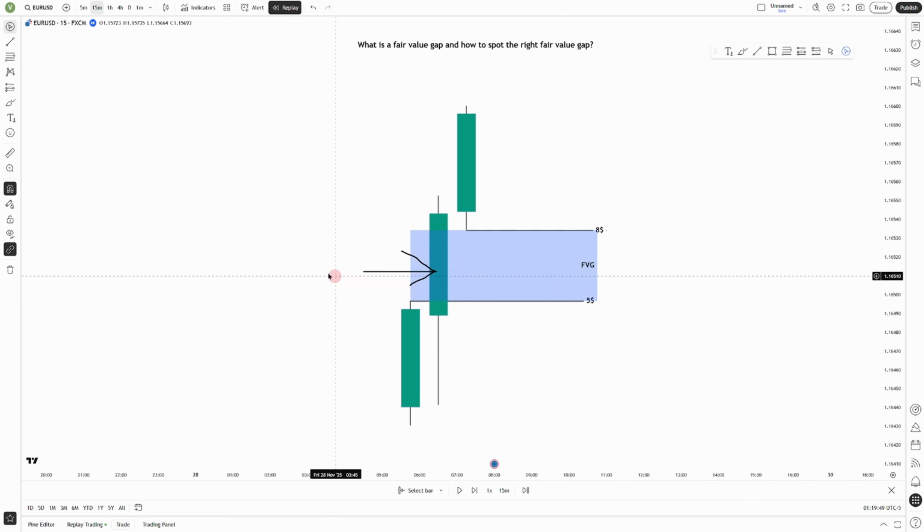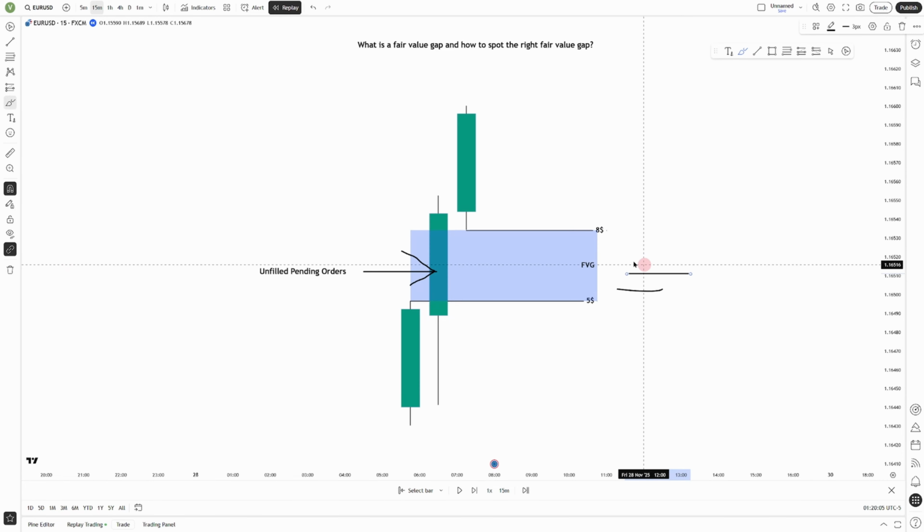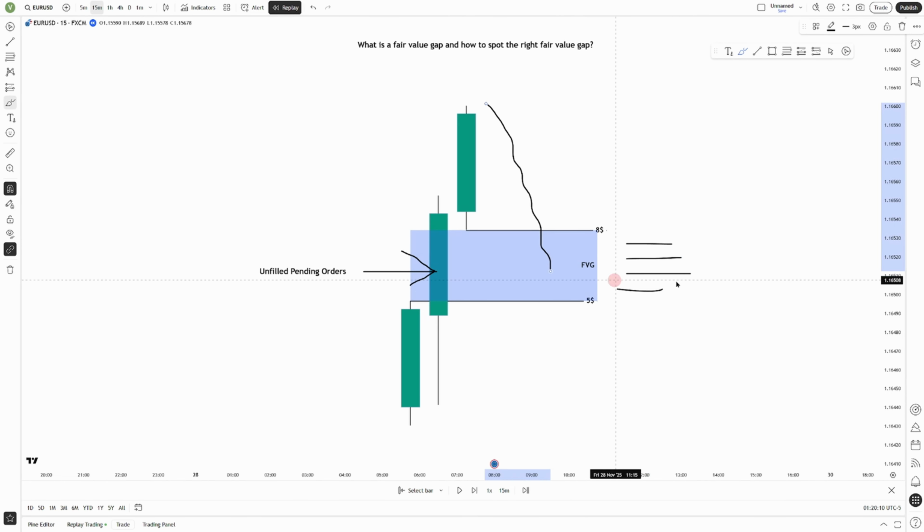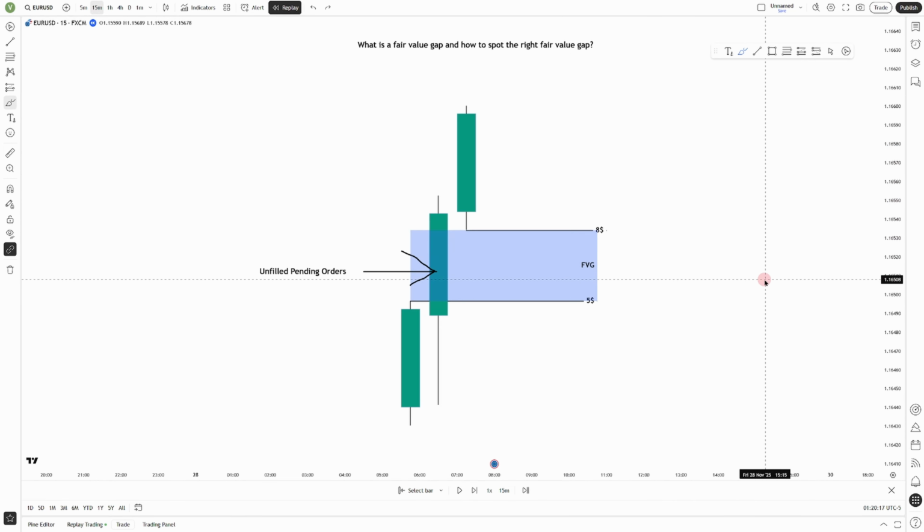The fair value gap simply contains unfilled pending orders. You can see that there is a gap from $5 to $8. So all the pending limit orders that are in between this price gap are filled by the market, and then price moves towards its direction. So now let's move on to the charts and see how it works in real time.